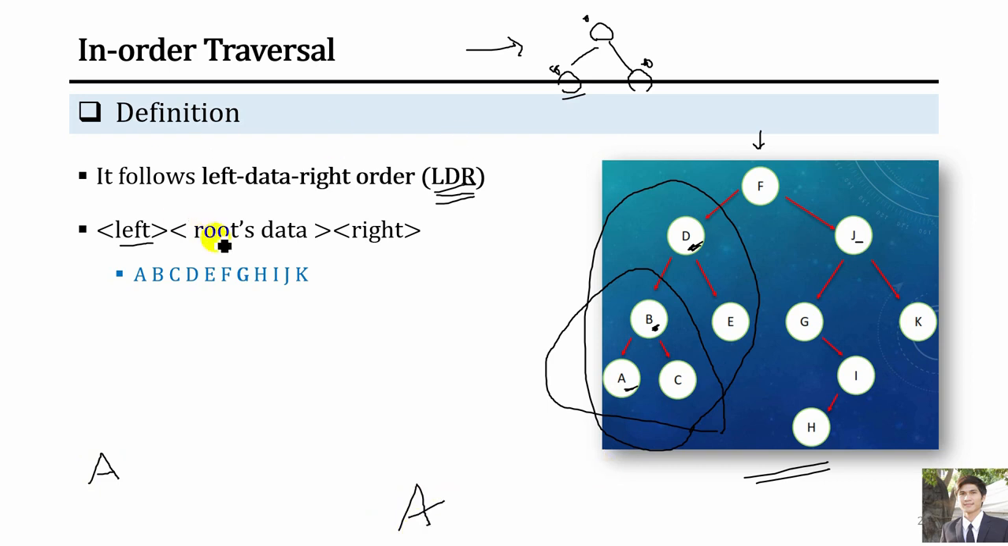So based on the rule, left, root data, and right: after left here, its root is B, right? This is B, so we get B here, and then the right. So what is the right of this one? It is C, right? Okay, C. So this one is finished.